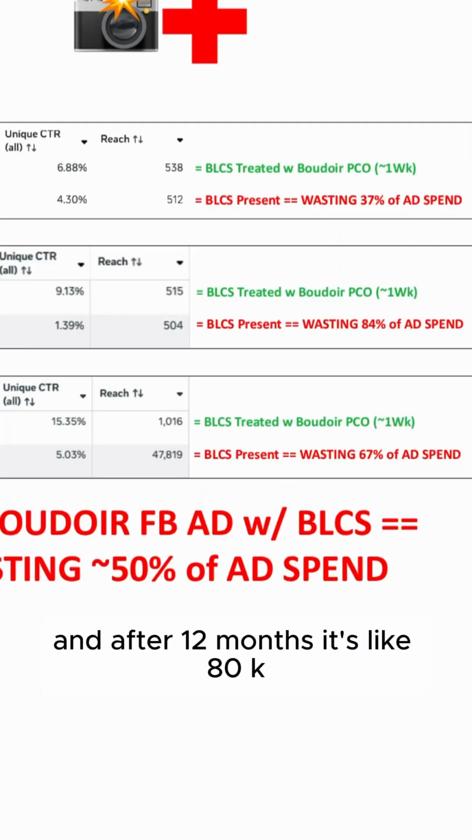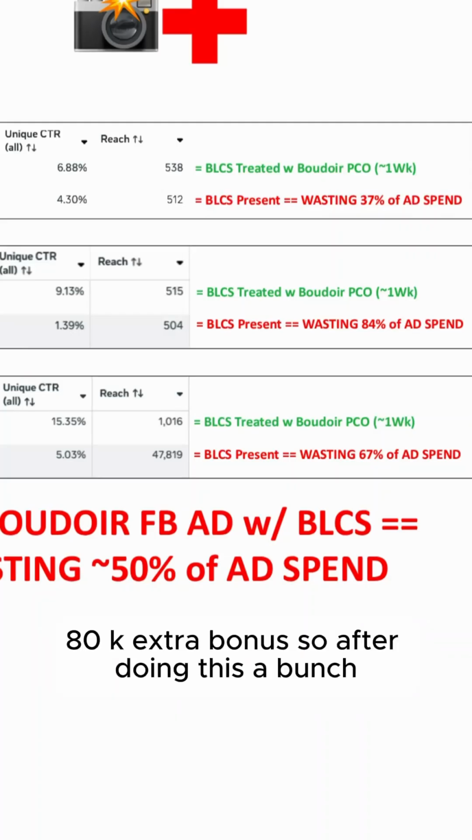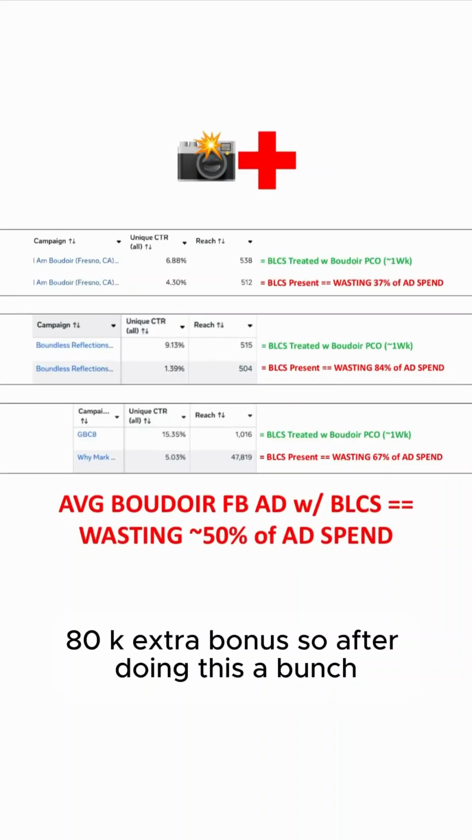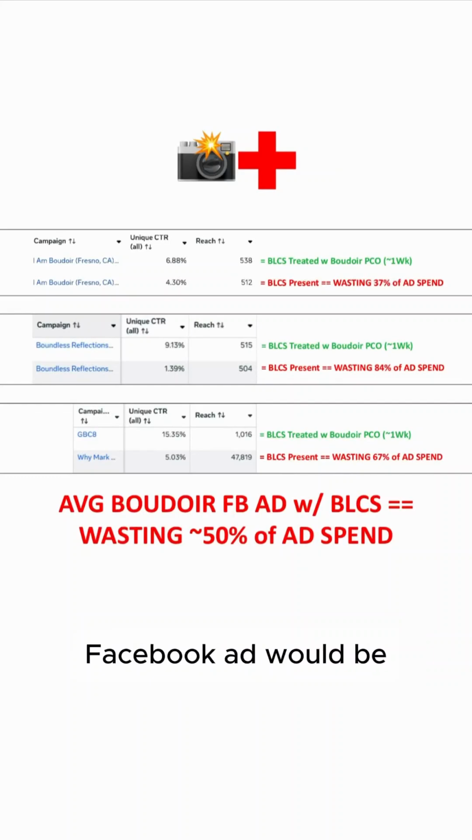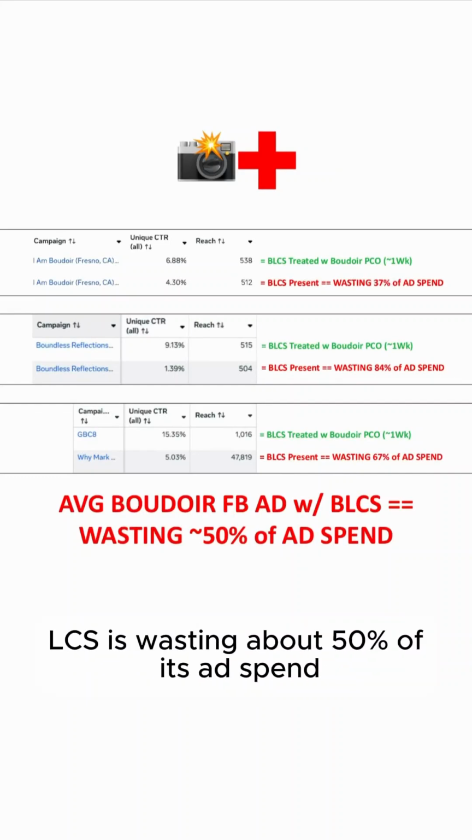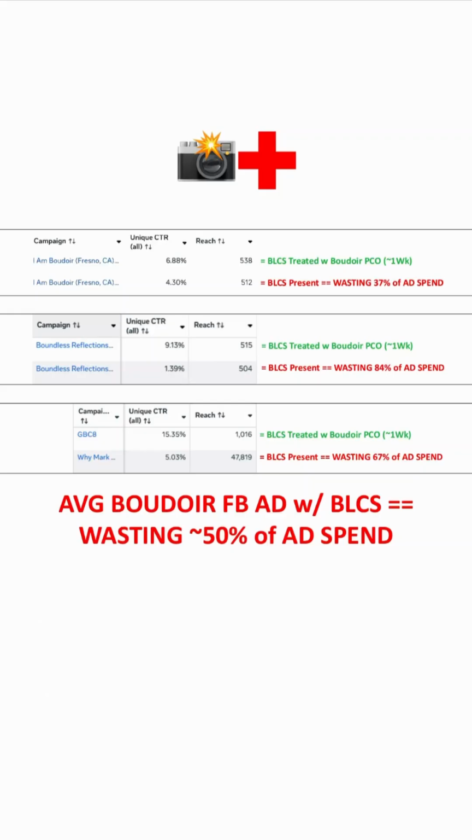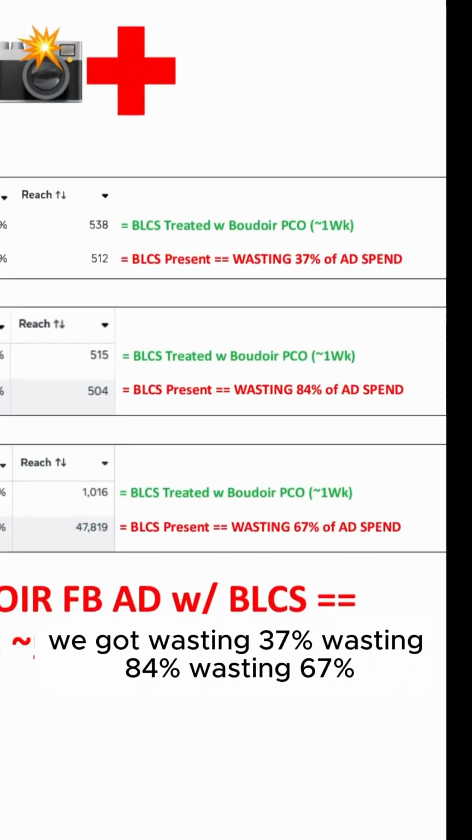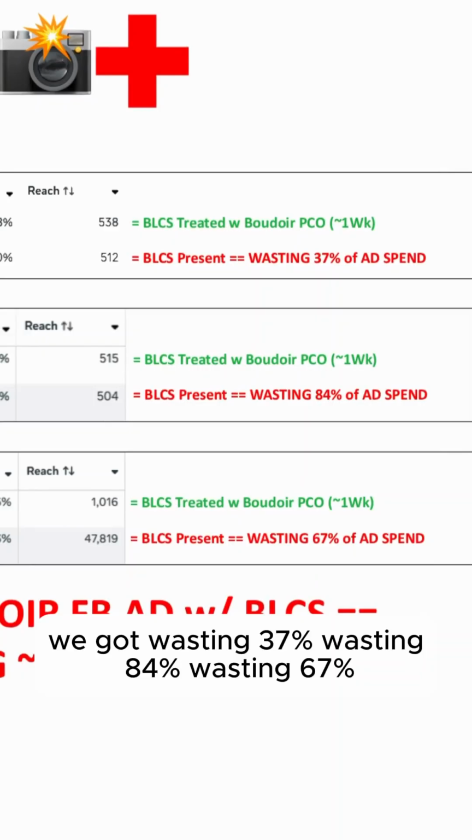And after 12 months, it's like 80K extra bonus. So after doing this a bunch, we found out the average Boudoir Facebook ad with BLCS is wasting about 50% of its ad spend. And as a result, look at these numbers right here. We've got wasting 37%, wasting 84%, wasting 67%.